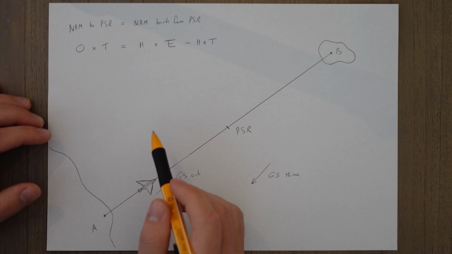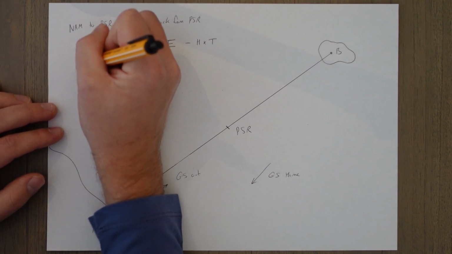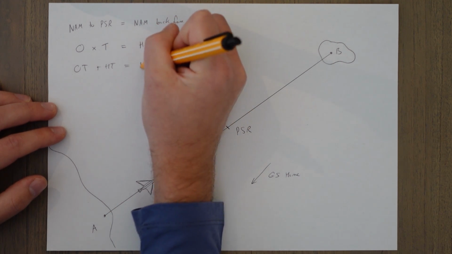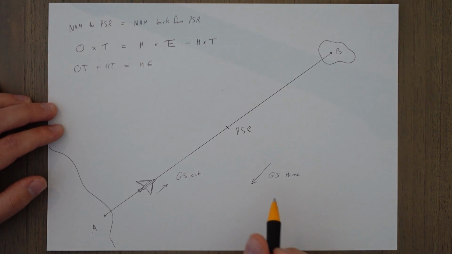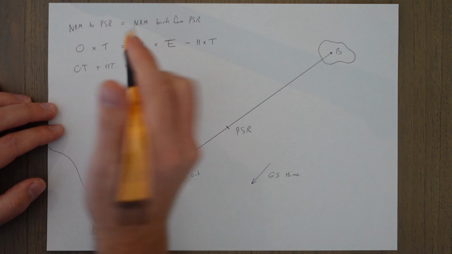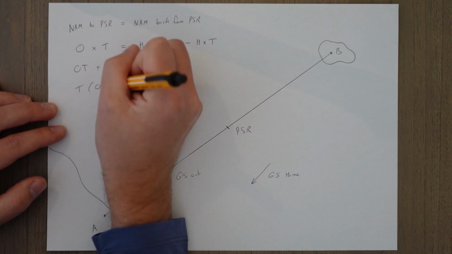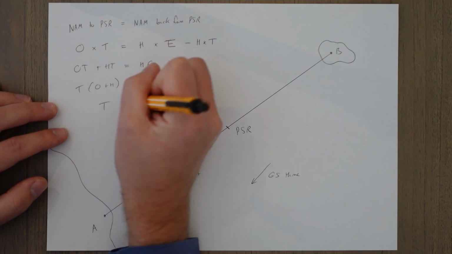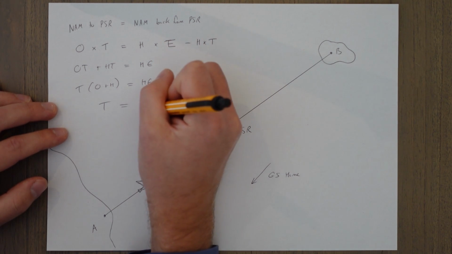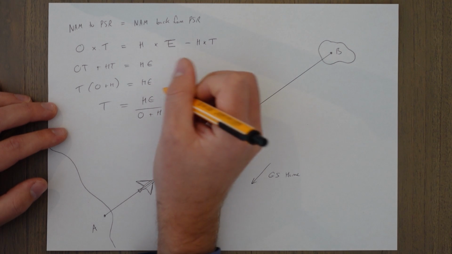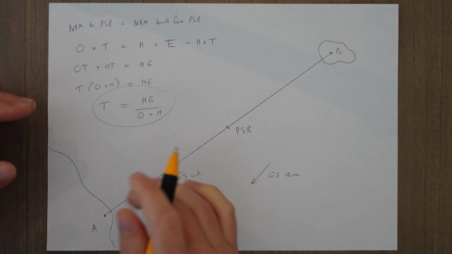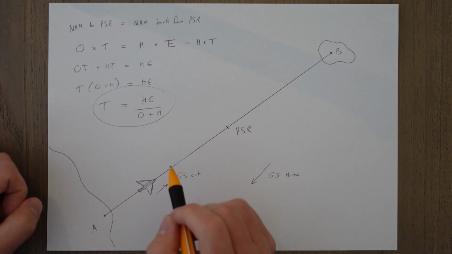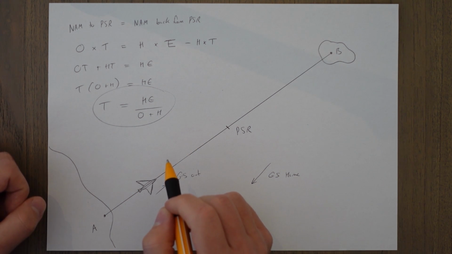And this is going to work out distances. So rearranging, OT plus HT equals HE. We kind of want the time on its own, so we're going to remove time from this and bring out O plus H equals HE, and then time is on its own, HE over O plus H. Bit of rearranging, hopefully it makes sense. Just remember this formula, basically, is what I want you to get from this.